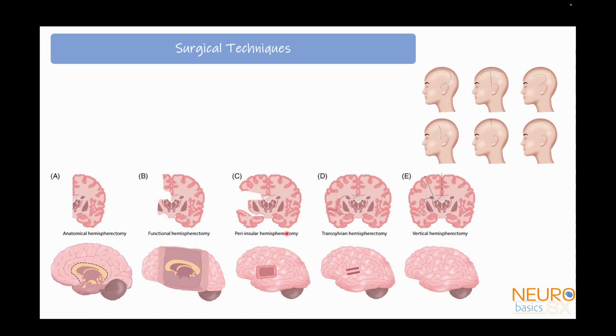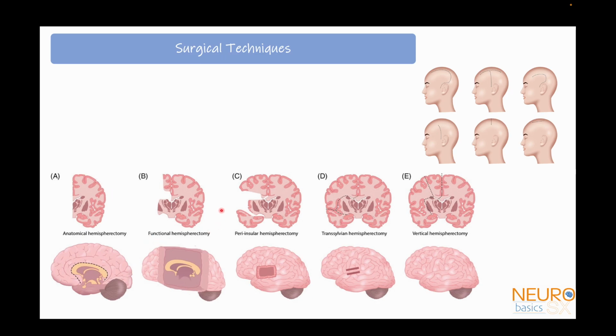Okay. Now coming to how to do a hemispherotomy or a hemispherectomy itself. Okay, so there are at least 5 types of hemispherectomies we should know about, and these are all depicted here. So this first type is just an anatomical hemispherectomy, which is basically removal of the entire hemisphere. You can see that entire hemisphere has been removed.